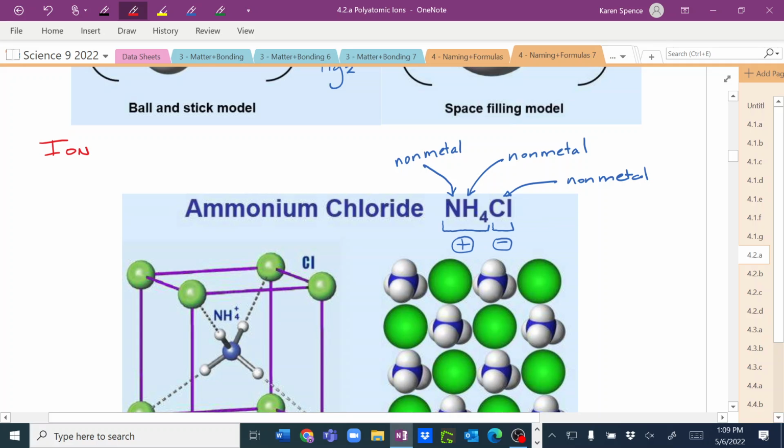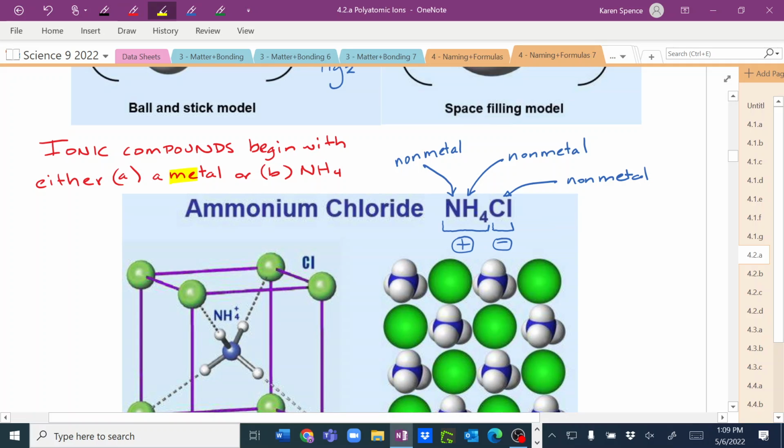Ionic compounds begin with either A, a metal, or B, NH4. So you have to watch out for that NH4 because it looks like a covalent compound, but it is not. Okay, NH4 is a polyatomic ion.